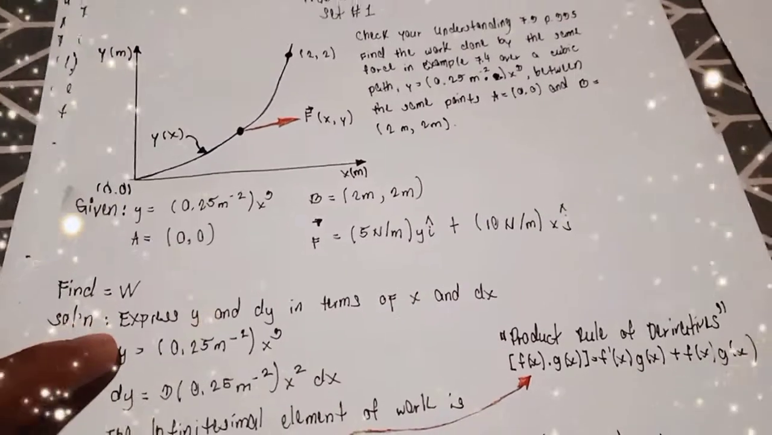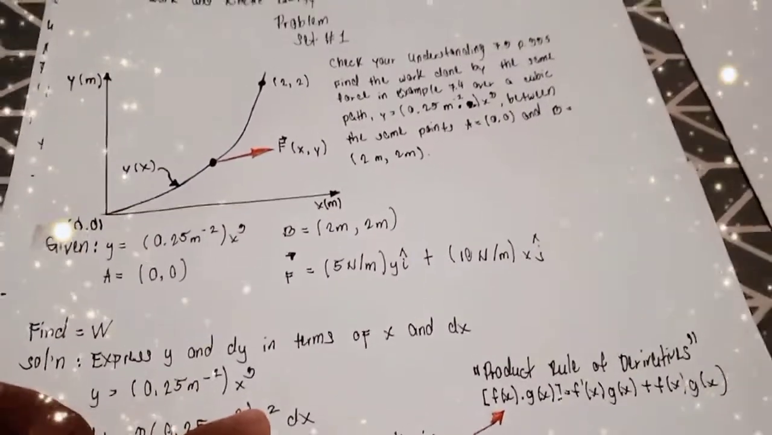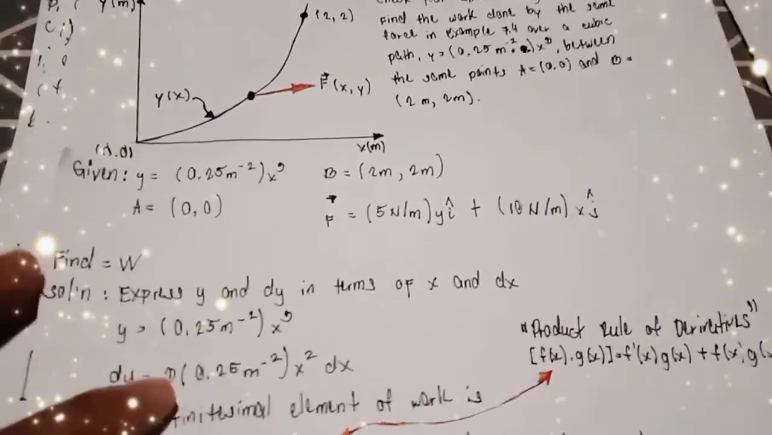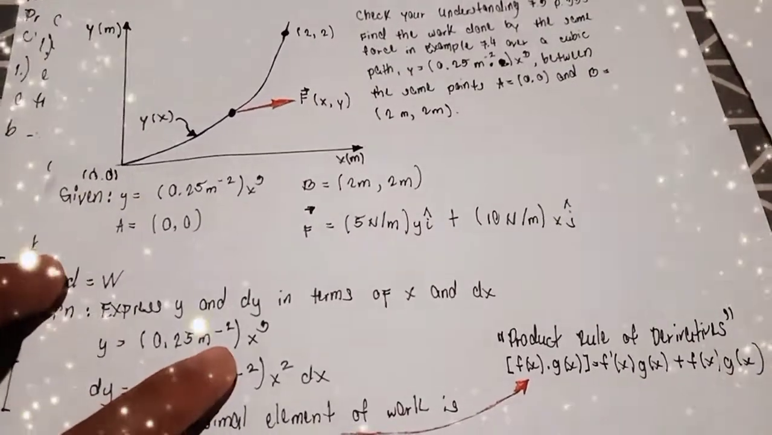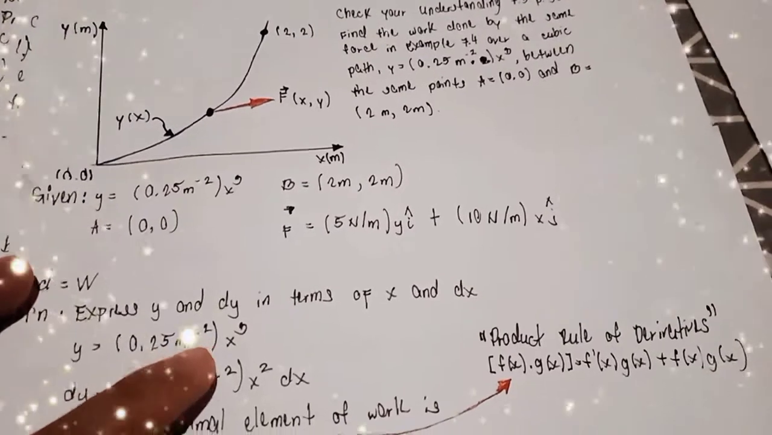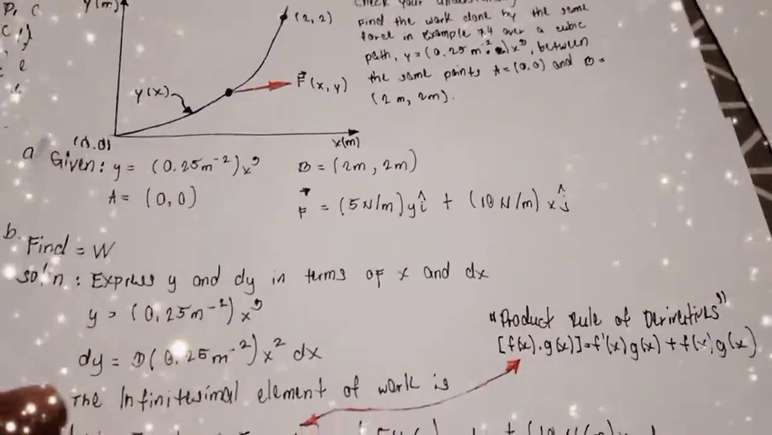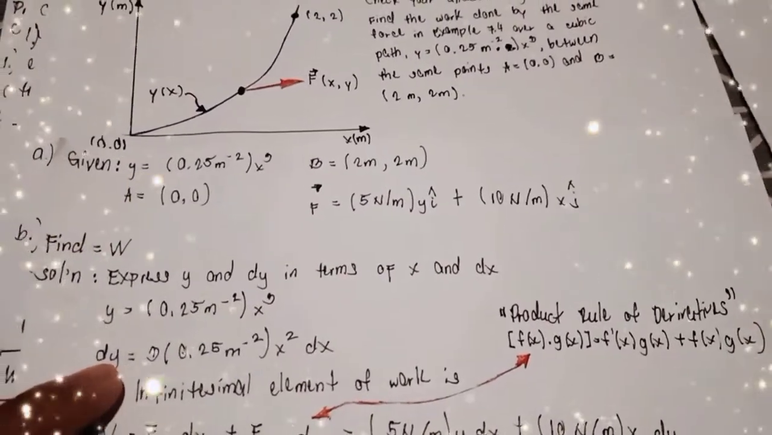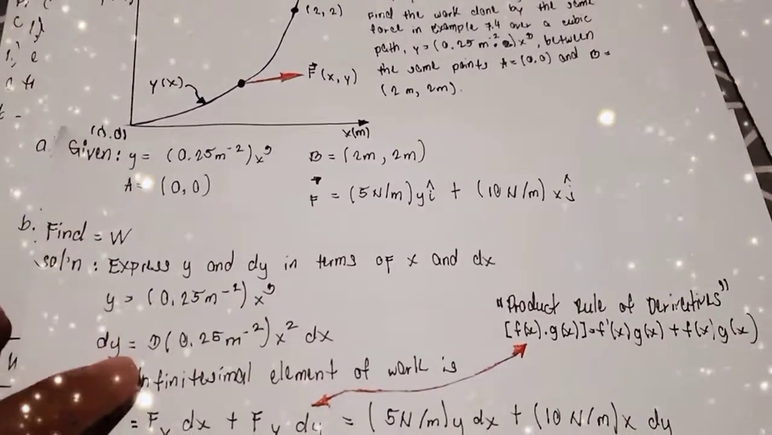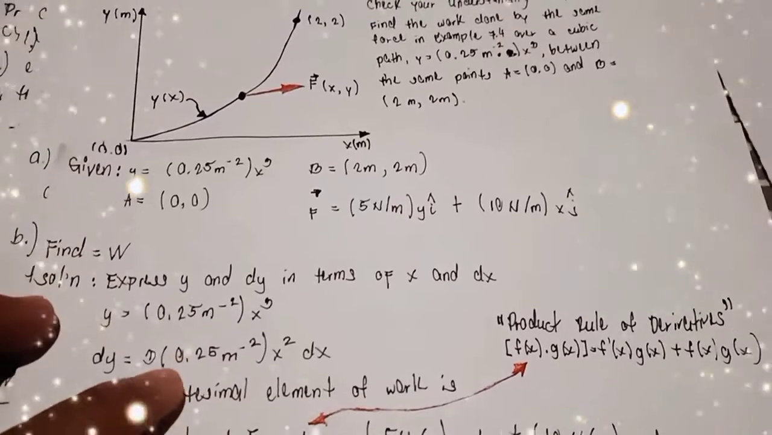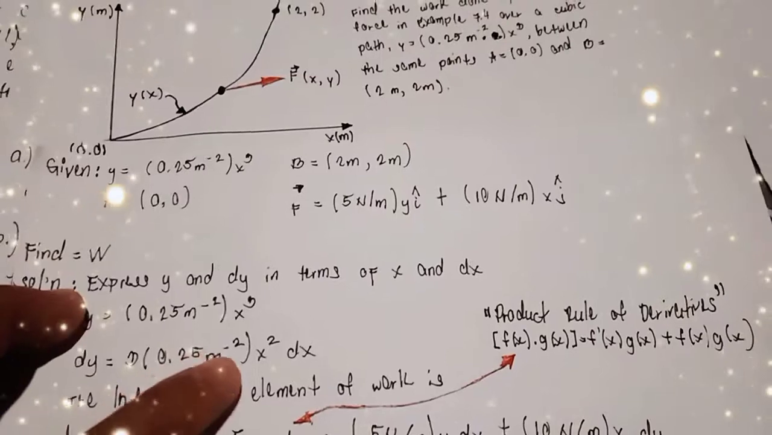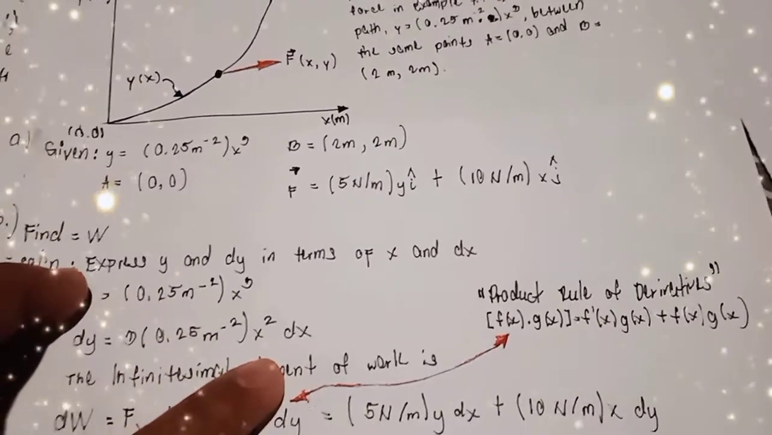Solution: express y and dy in terms of x and dx, which is y equals 0.25 m⁻² x³. So we use the power rule. dy is equal to 3 times 0.25 m⁻² x² dx.